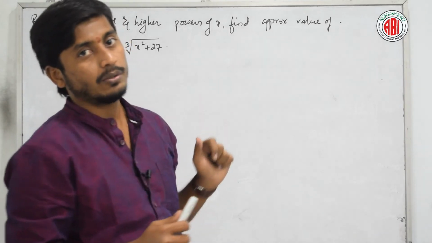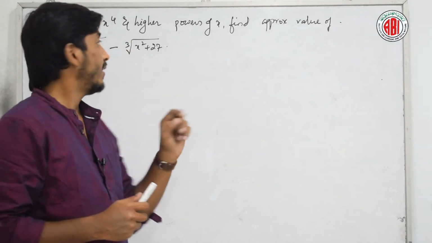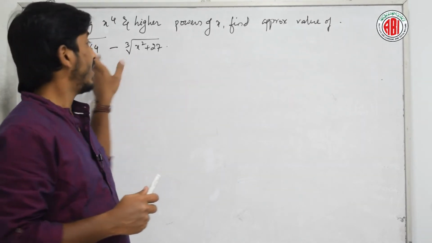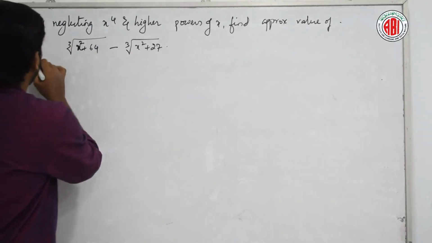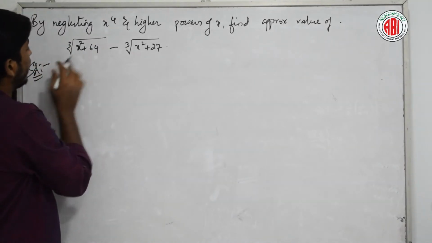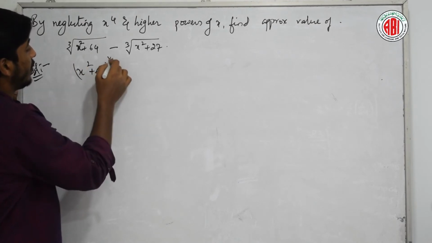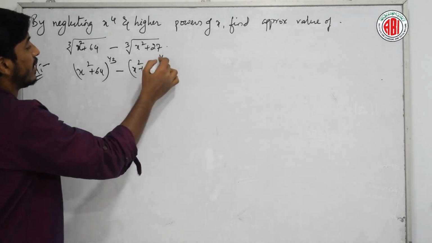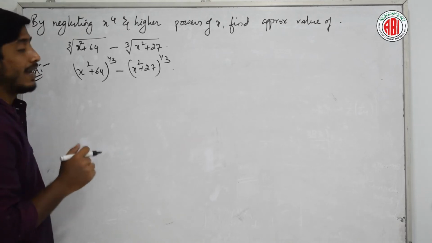Okay, how do we do? In the previous problem we did a single number, and we did this kind of question only. But it was only a single number. Here we have variables, so don't get confused. The thing is, we'll write it as (x² + 64)^(1/3) − (x² + 27)^(1/3). Okay, now what is our next step?